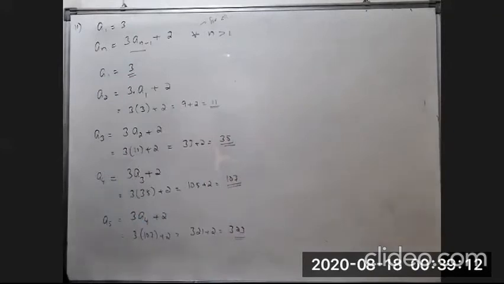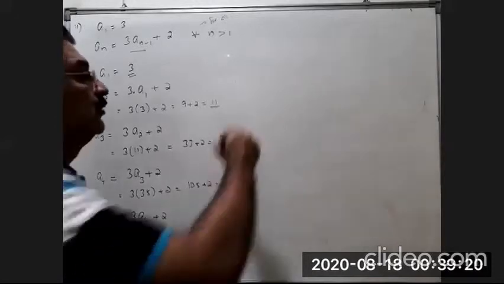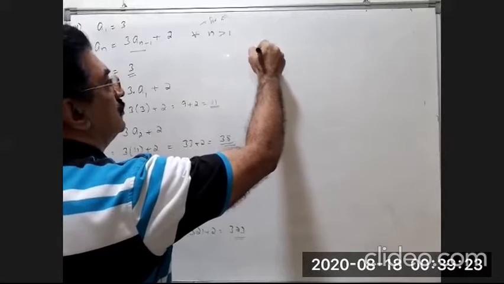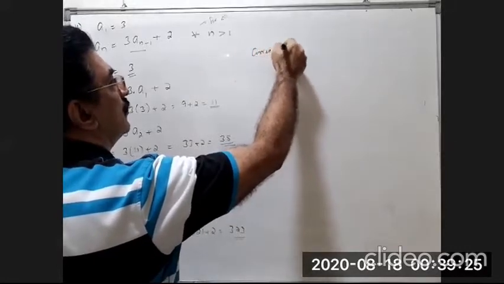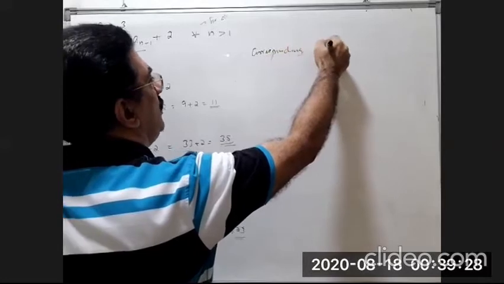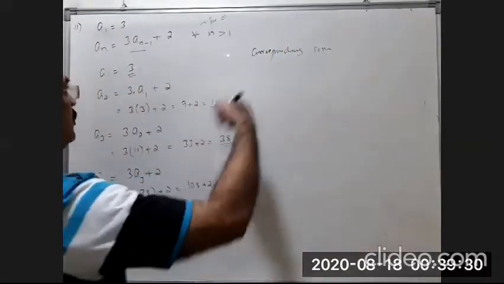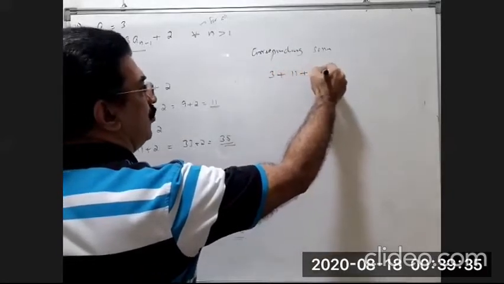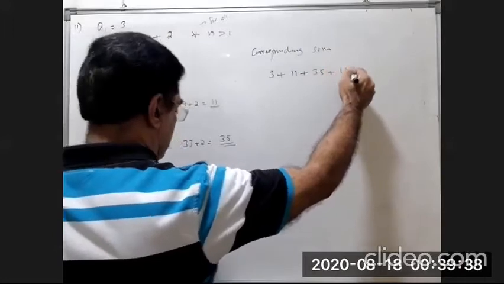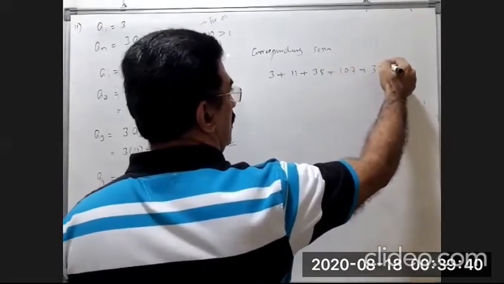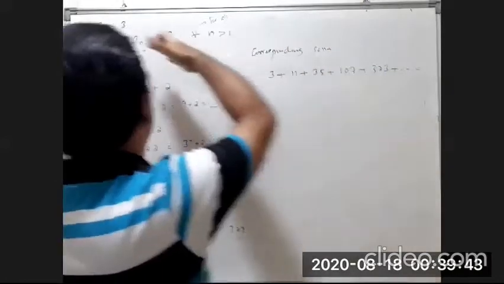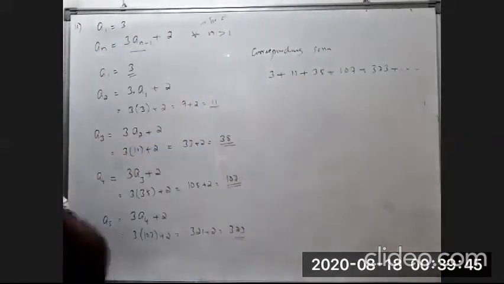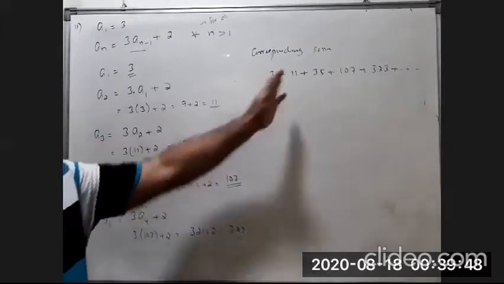Now, the question is to write also the corresponding series. Corresponding series means you add these terms. So it is 3 plus 11 plus 35 plus 107 plus 323 plus etc. It goes on because n is greater than 1. It is an infinite series. That is the corresponding series.